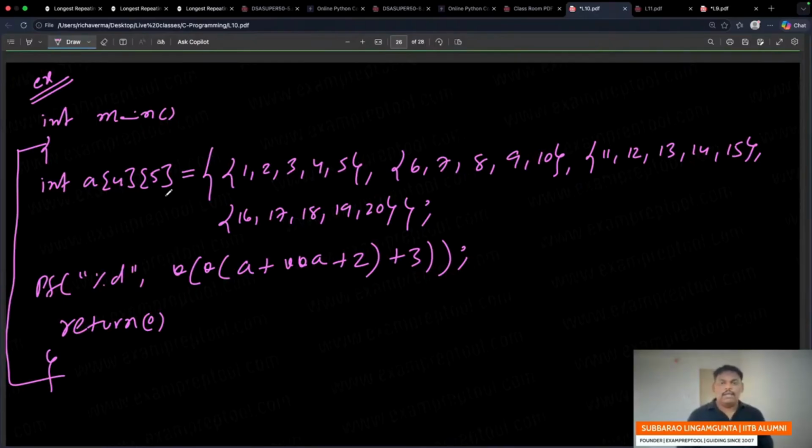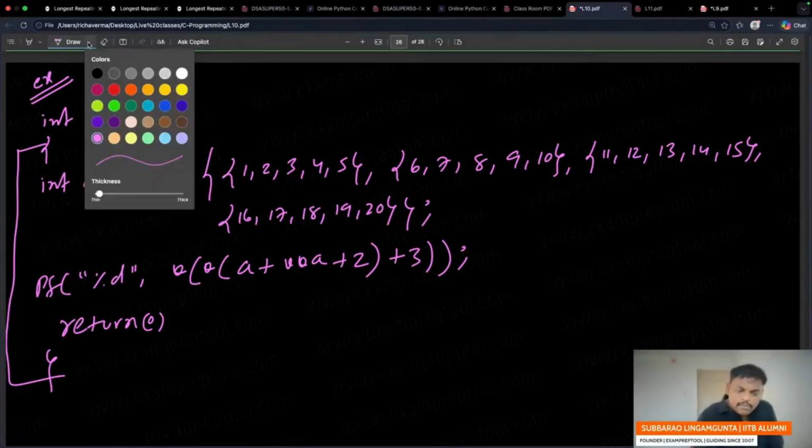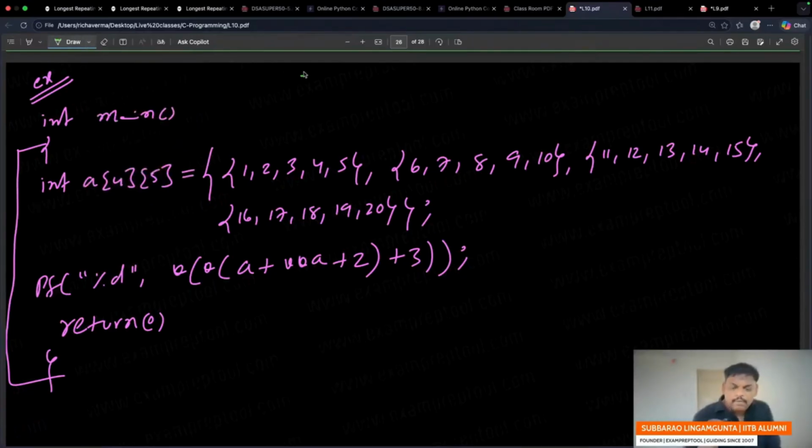Someone is saying 19. So let me try this, see everyone. Int a[4][5] is something, printf percentage d of star star a, return 0. Right now, see this. I think everything is fine.